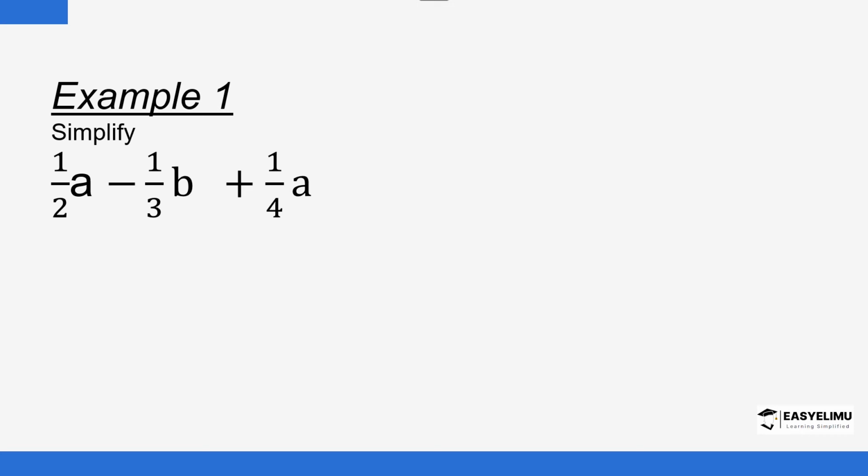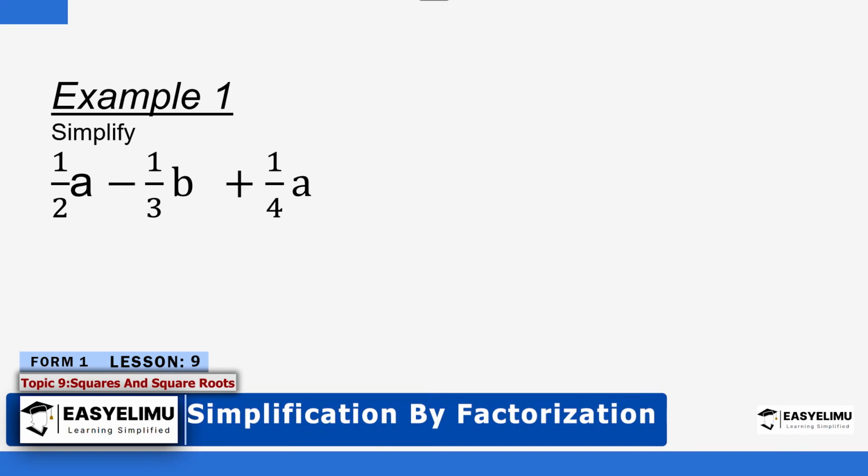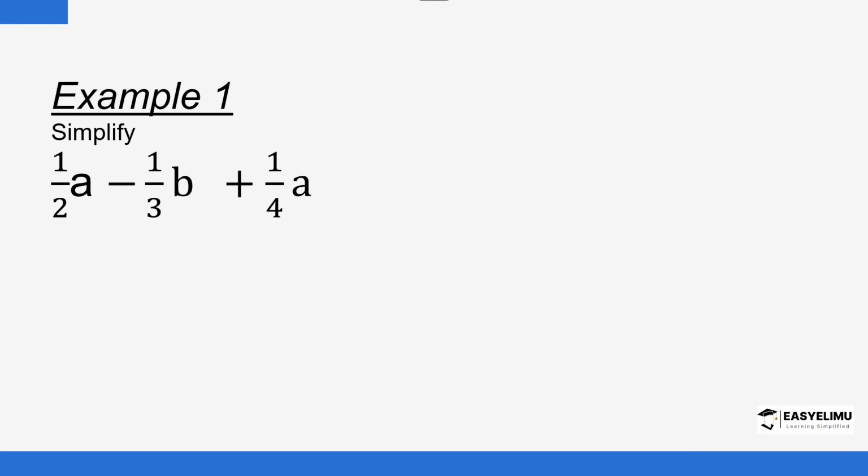So we have such an example. We want to see how you simplify such an expression that is fractional in nature. So what we'll do here is, first of all, you have to rewrite these so that we have a over 2 minus b over 3 plus a over 4. You see, a over 4 is the same as a quarter of a, and b over 3 is the same as a third of b, and a half of a is the same as a over 2. So after that, we try to find the LCM of the denominators.